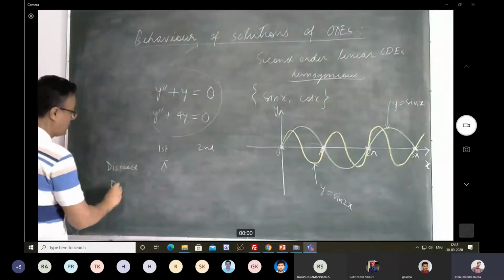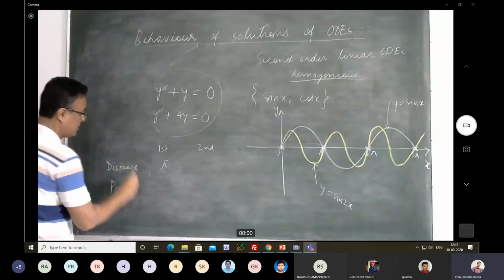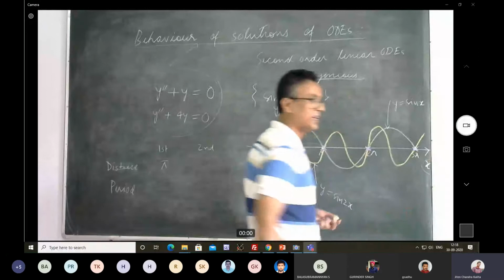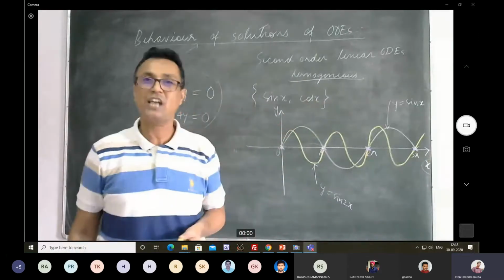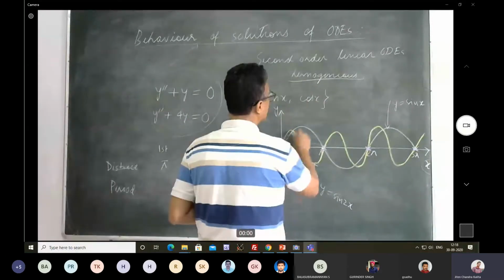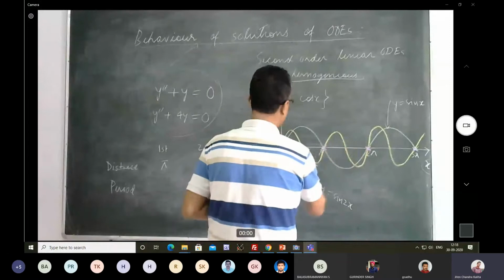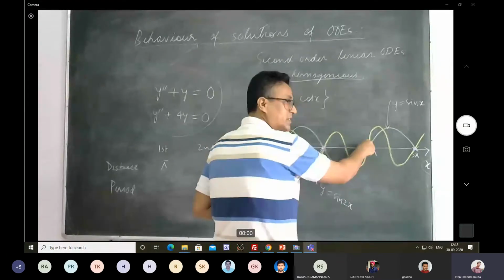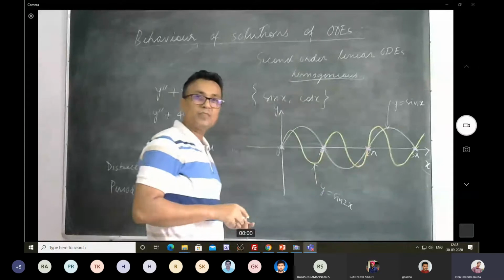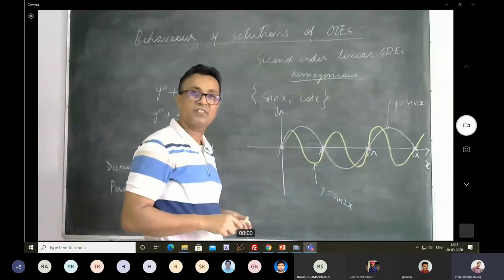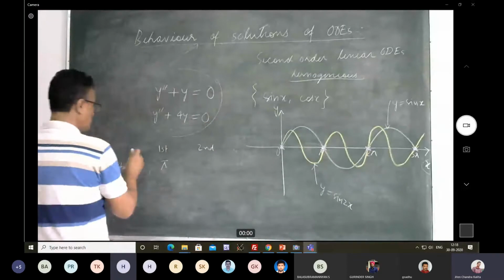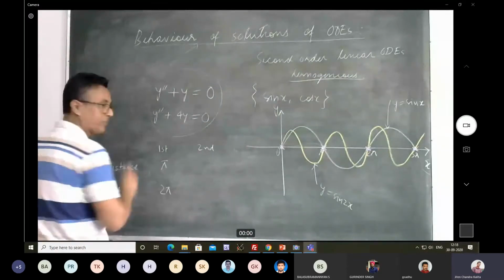And now, let me consider the period. Suppose x represents time. Then one complete period will be done at time 2 pi, isn't it? Is it okay for the first graph? So for the first graph, the period is 2 pi.